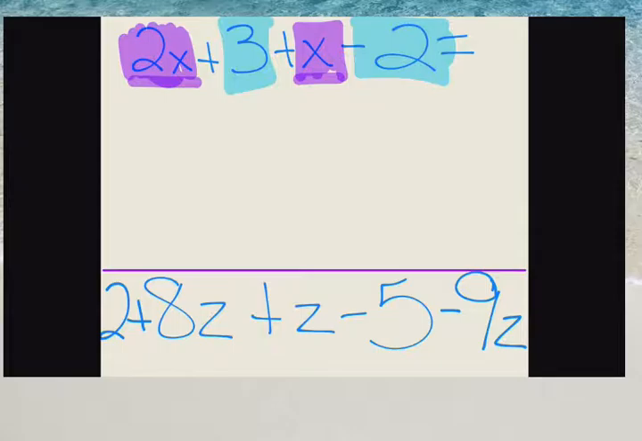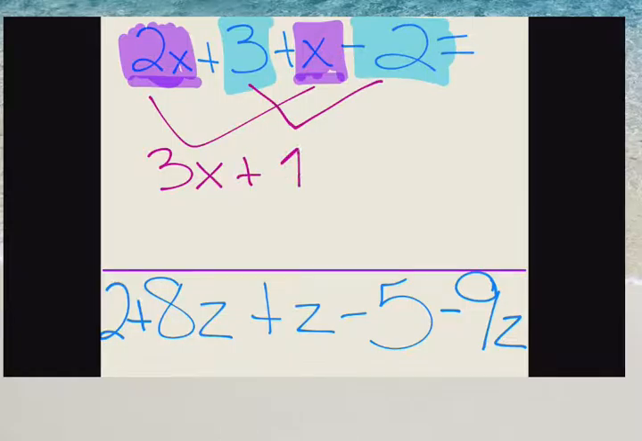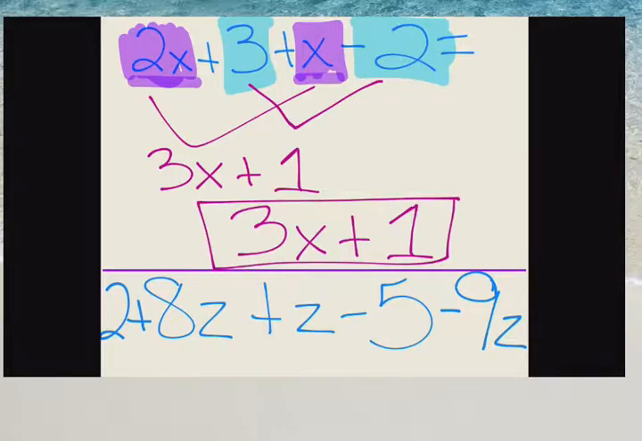Okay, next step, combine like terms. 2x plus x is going to give me a total of positive 3x. 3 minus 2 is going to give me a total of positive 1. So I can say my simplified expression is 3x plus 1. Double check to make sure you've combined all like terms.